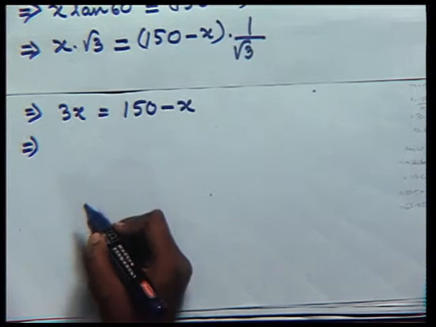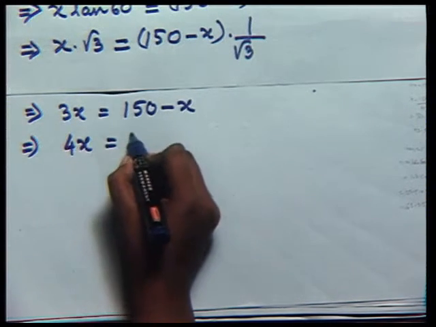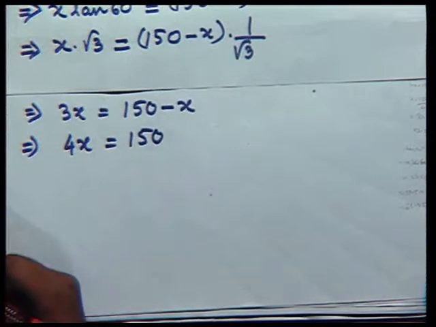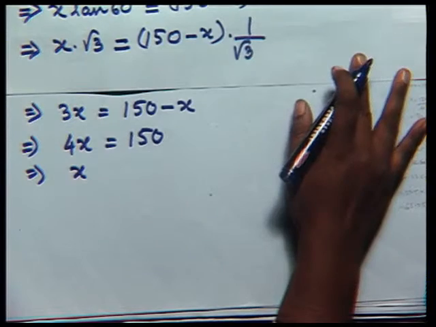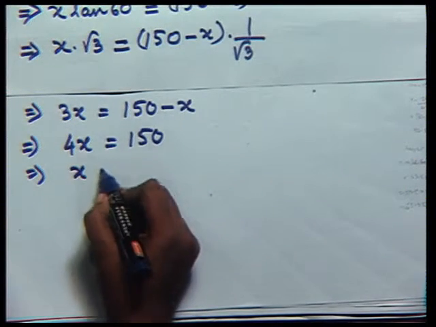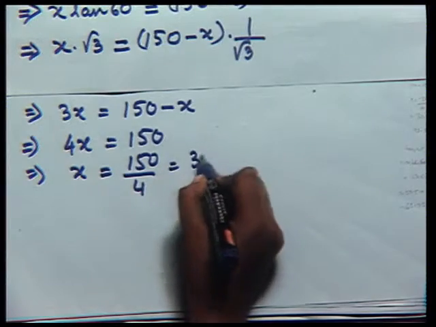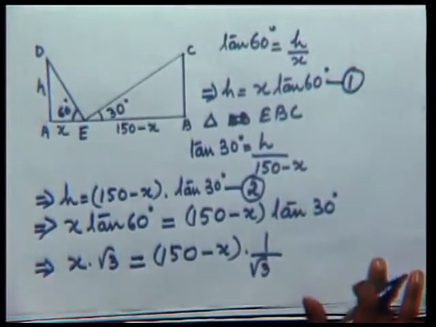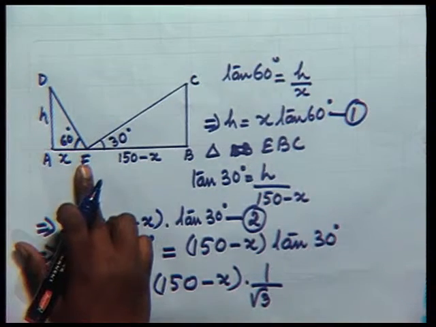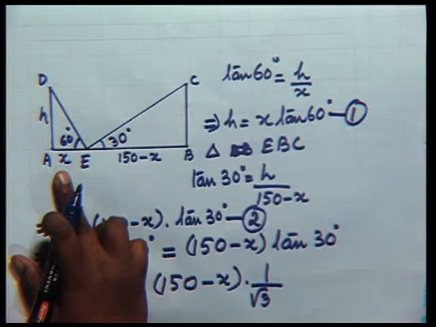X can be taken to the left hand side. So, this becomes 4x is equal to 150 meters, or x is equal to 150 upon 4, this is equal to 37.5 meters. So, we find that the distance AE, which was represented by x, is equal to 37.5 meters.